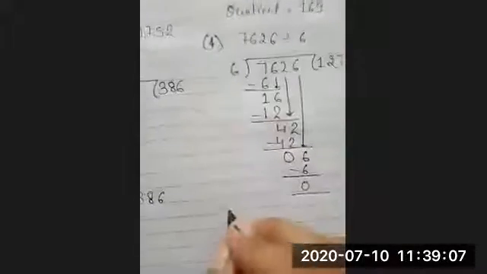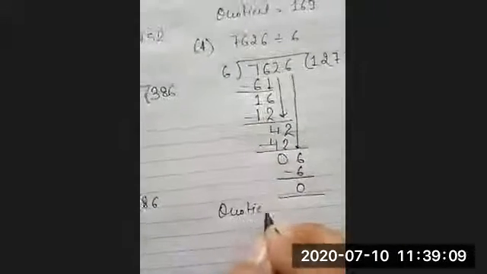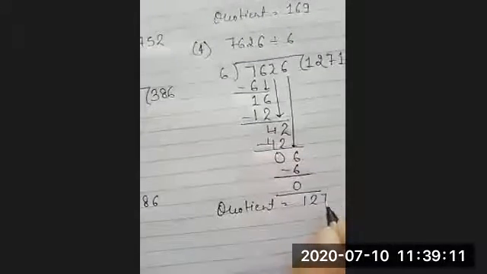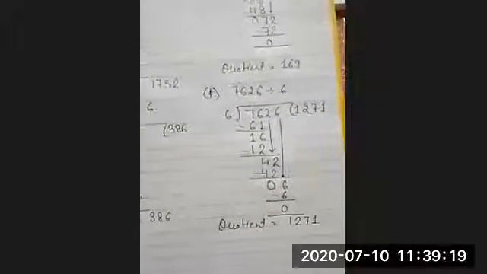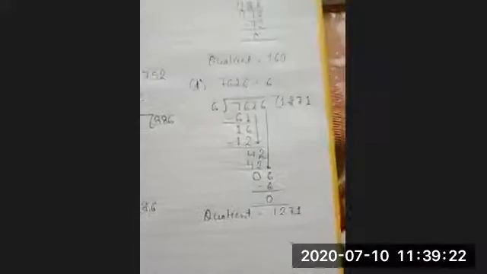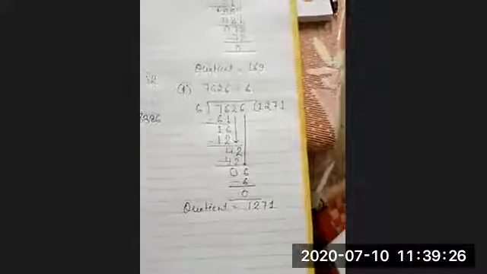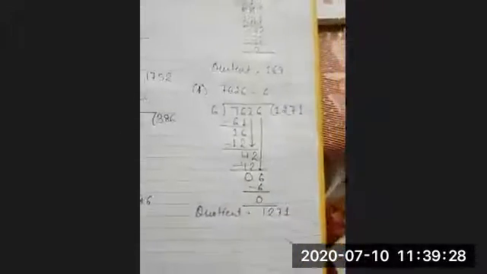Any doubt in this question? Any one of you? What is the quotient here? Quotient is 1271. Very good. Complete it fast, everyone. Ma'am, completed. Very good.